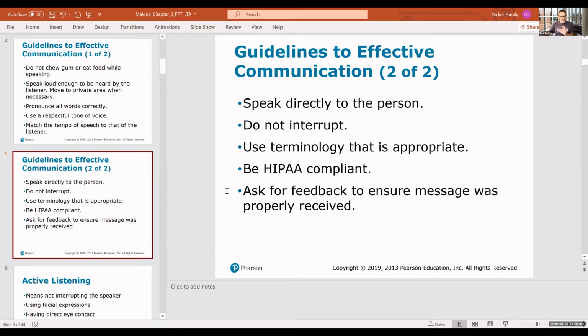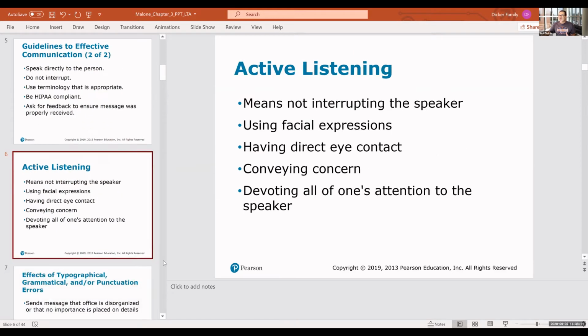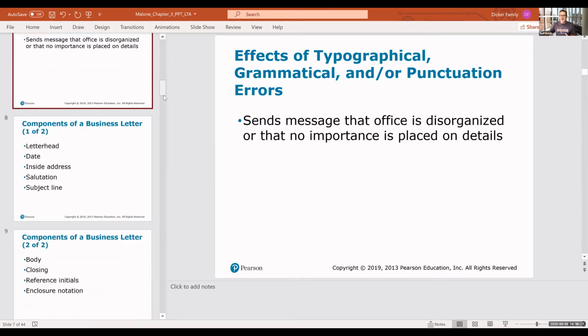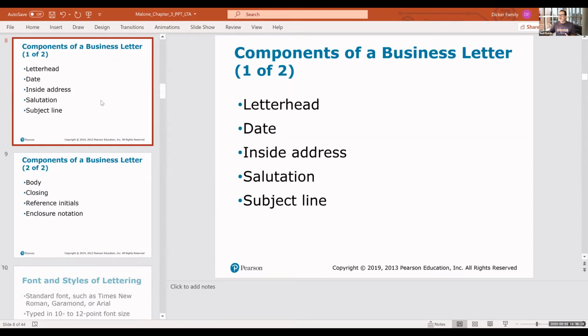Make sure you are HIPAA compliant. Be careful about confidentiality issues. Be careful about where you're talking about possibly sensitive patient information, okay? I think we've already touched on the active listening, okay? Be very careful about errors, typographic errors, punctuation errors when we're talking about written communication, okay? And I'm going to skip a couple of the things here in just a second.